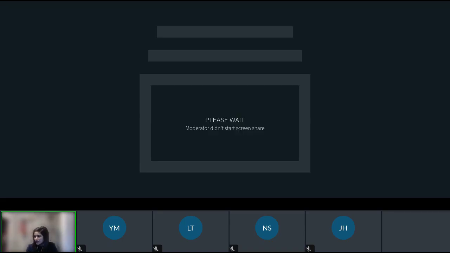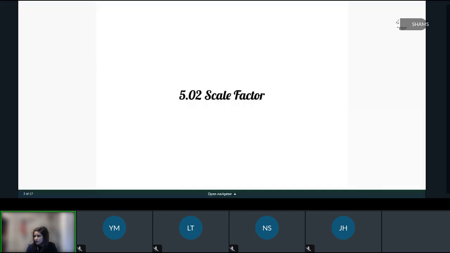If you are here for math, we are going to go over quiz 5.02 scale factor. We did question 1, 2, and 3 yesterday, and we pick from question 4.